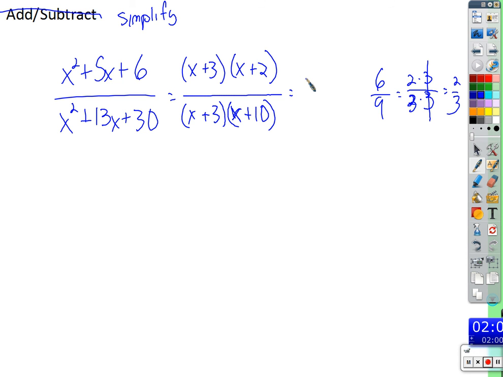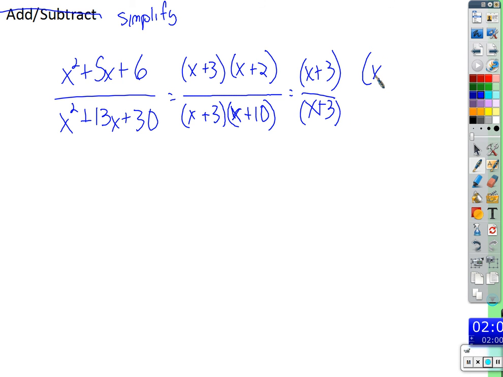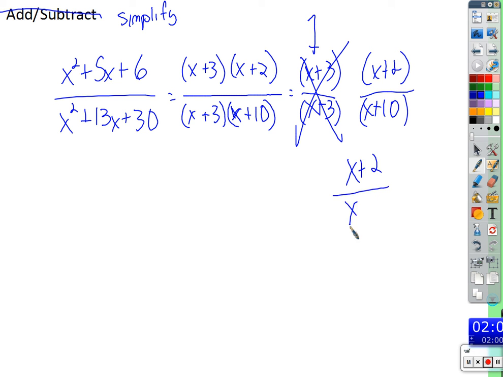So now, to make this longer than it has to be, but so that it really displays why this simplifies, we now have x plus 3 over x plus 3 times this other fraction, x plus 2 over x plus 10. I could multiply these together and wind up with x squared plus 5x plus 6. I can multiply these together and wind up with x squared plus 13x plus 30. But if I leave it like this, x plus 3 divided by x plus 3 is what? 1, right? Anything divided by itself is 1. And now the simpler form, x plus 2 over x plus 10. Canceling out common factors.